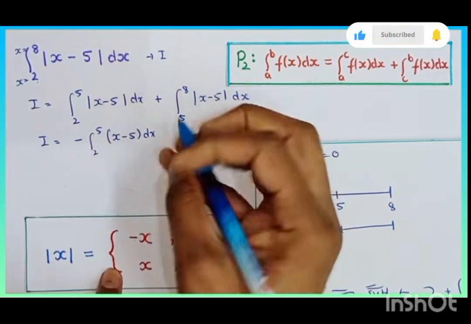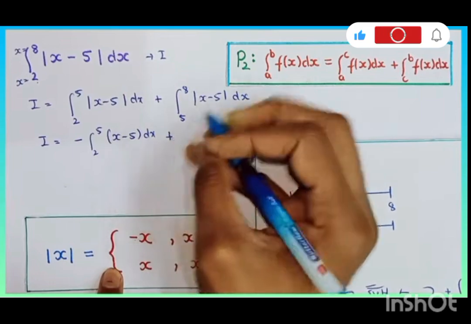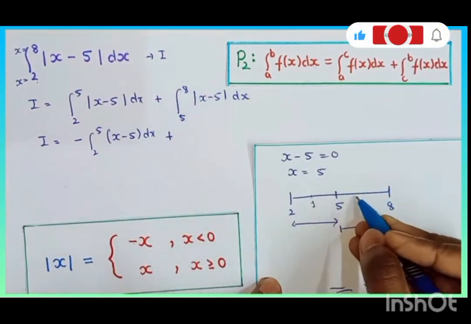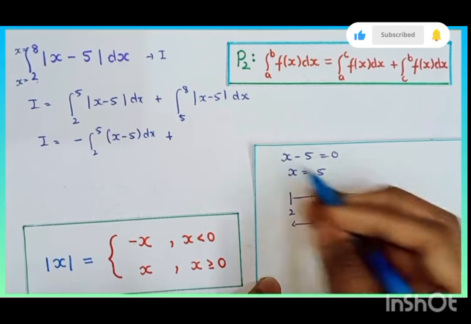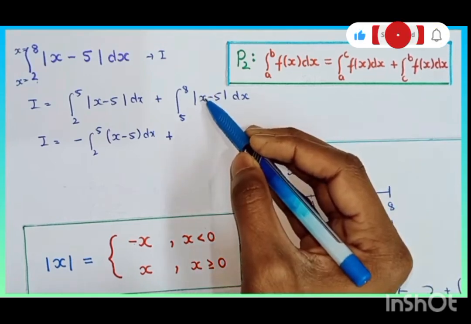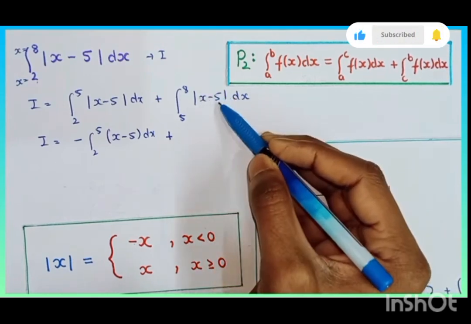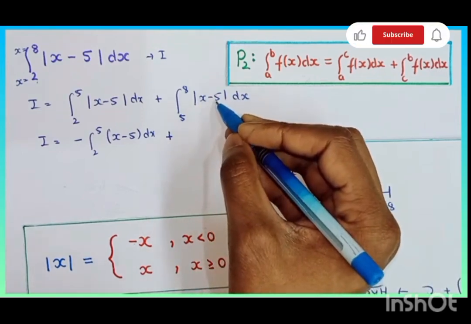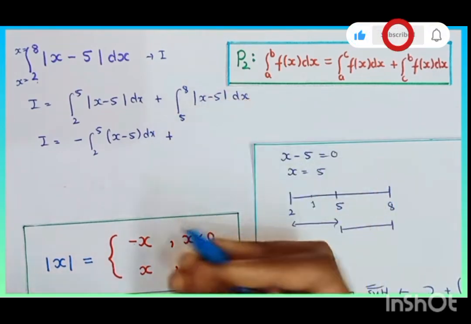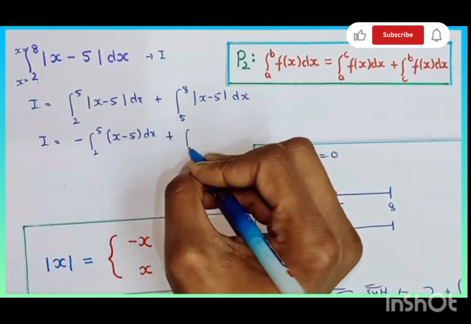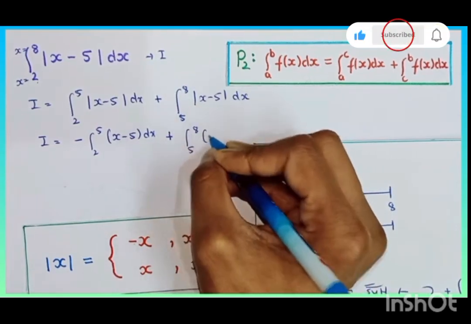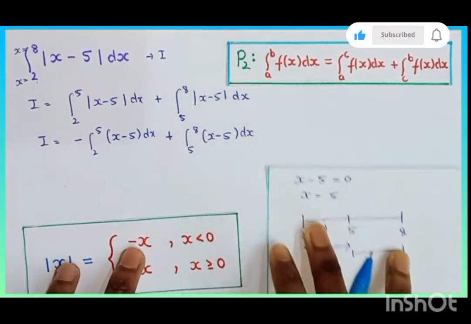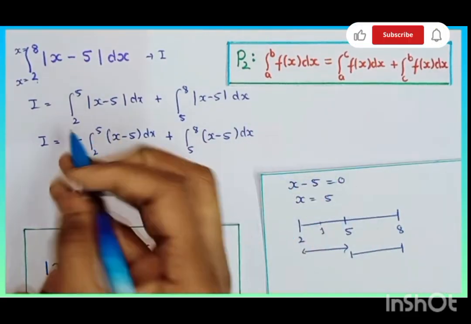Now let's talk about the next interval. In this interval, pick any value between 5 and 8. Pick any value, 5.5, 6, 7, any number you choose. You'll get a value greater than 1. If I pick 6 here, it'll be 6 minus 5 equals 1. 1 is a positive value. What do we do when it's a positive value? We write the value as it is. We don't have to multiply by a minus. We multiply by a minus only when it's less than 0. Now we can integrate it easily.